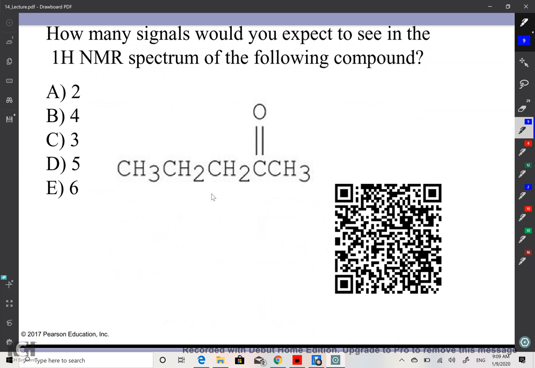How many signals will you expect with the NMR spectrum of this guy? Proton NMR spectrum. That 1H. 1H stands for proton, okay? Whenever you see me writing 1H, it means proton. So how many signals do you guys expect to have here?